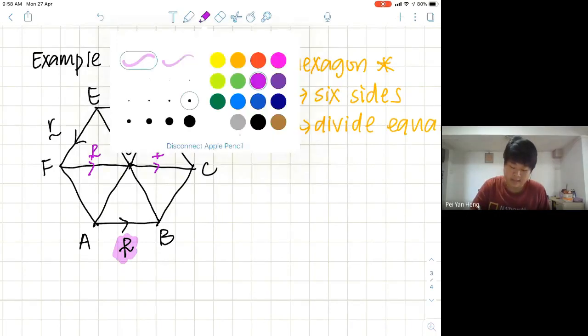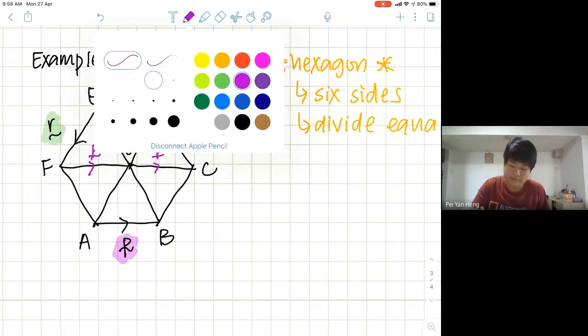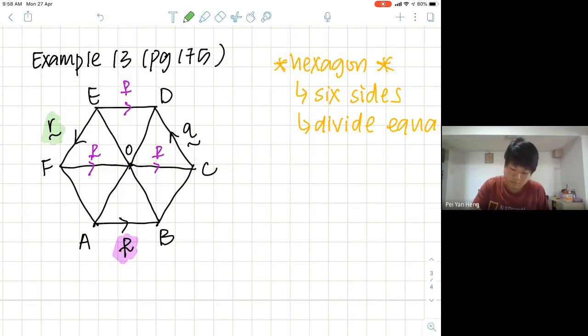Let's use green for R. So if we are looking at vector R, use a darker one. Vector R is going downwards. So vector R, what are the ones that are similar? This one, this is vector R, this is vector R, and this is vector R.